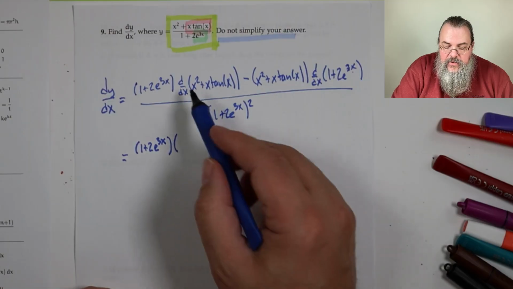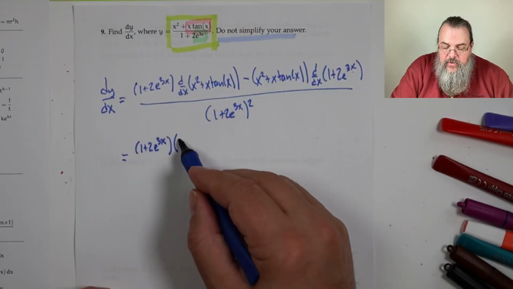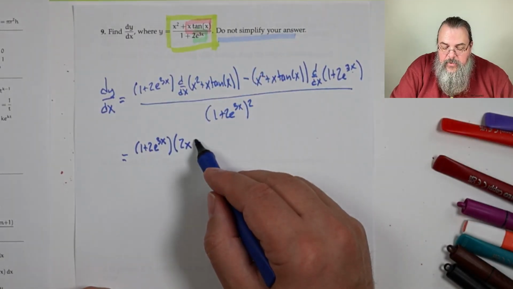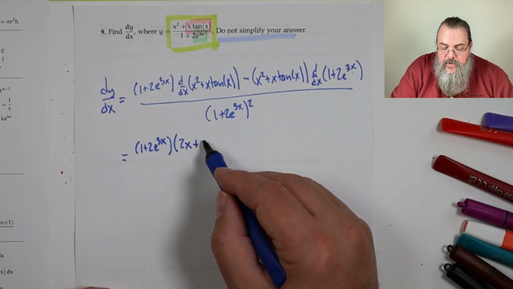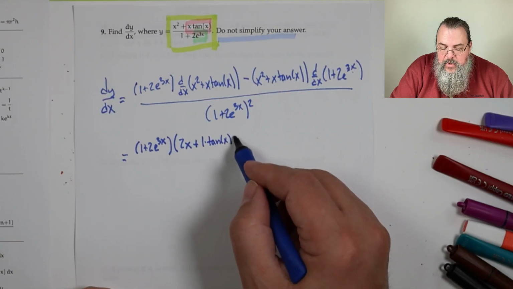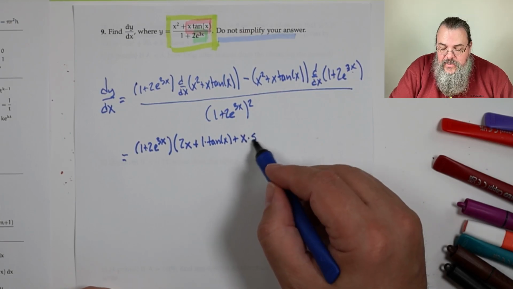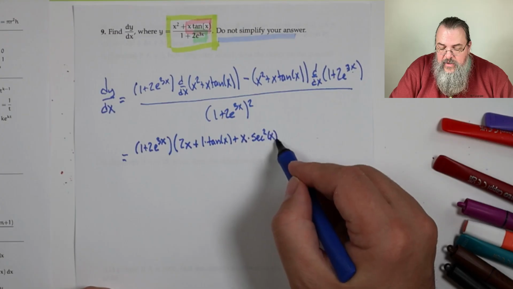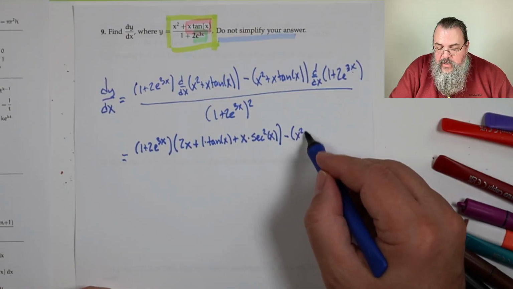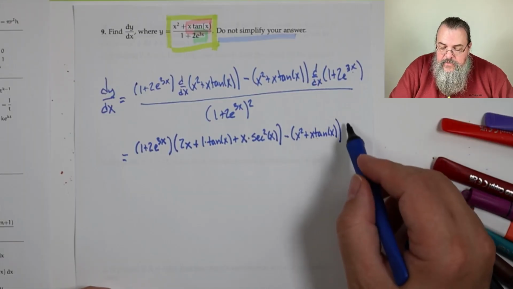And then say, hey, if I'm taking the derivative of a sum, take the derivative of each piece. Derivative of x squared is 2x. Now, this is one of my layers, x tangent x. Product rule. I can take the derivative of the first, which is 1, times tangent x, plus the first, x, times the derivative of tangent, which is secant squared. Okay, so that's that part, minus x squared plus x tangent of x, times the derivative of this part.